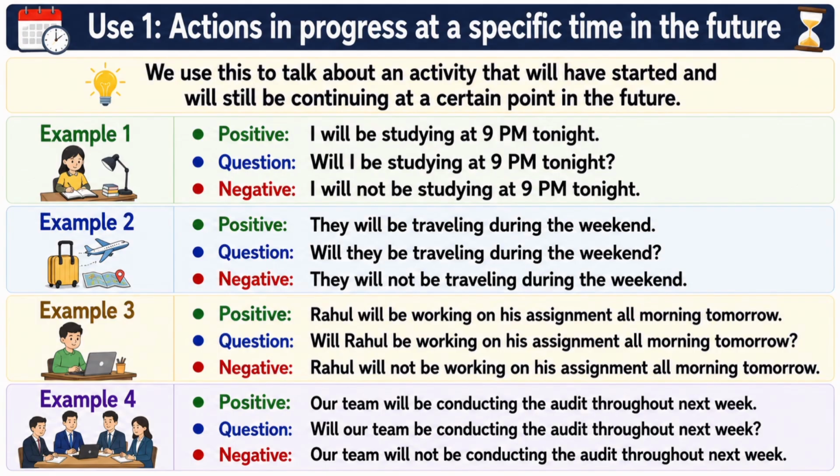Now look at the second example. They will be traveling during the weekend. This means that during the weekend, the action of traveling will be going on. The question is will they be traveling during the weekend? The negative sentence is they will not be traveling during the weekend.